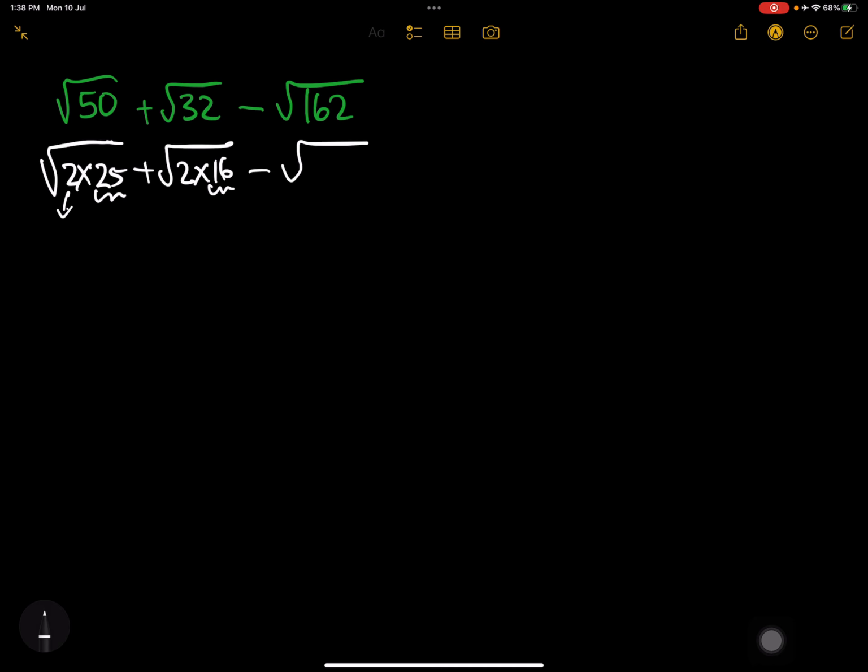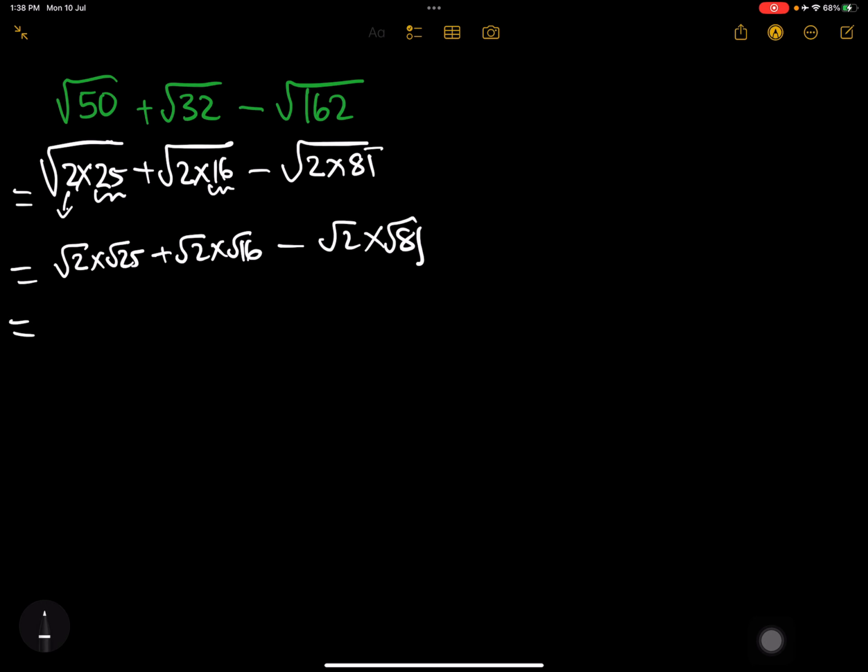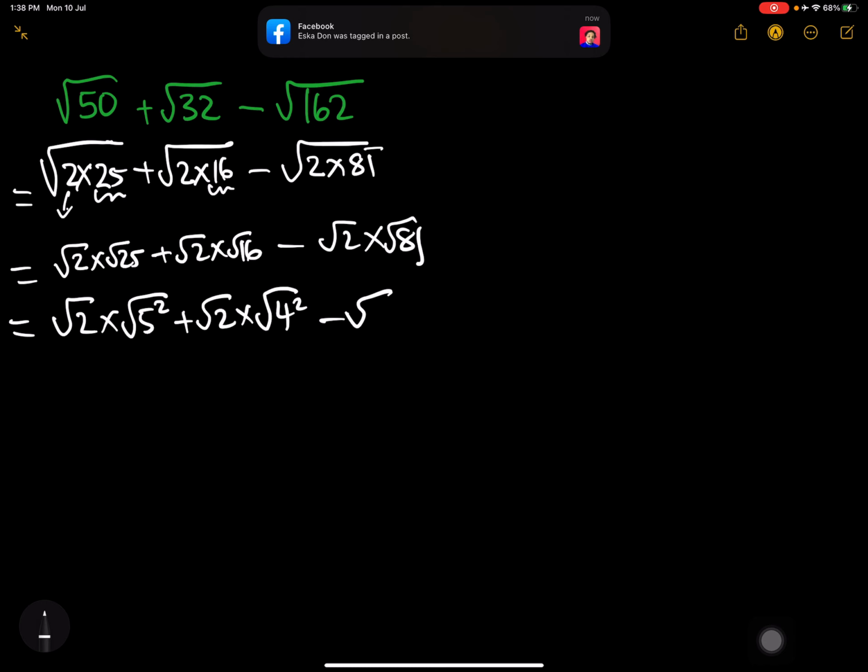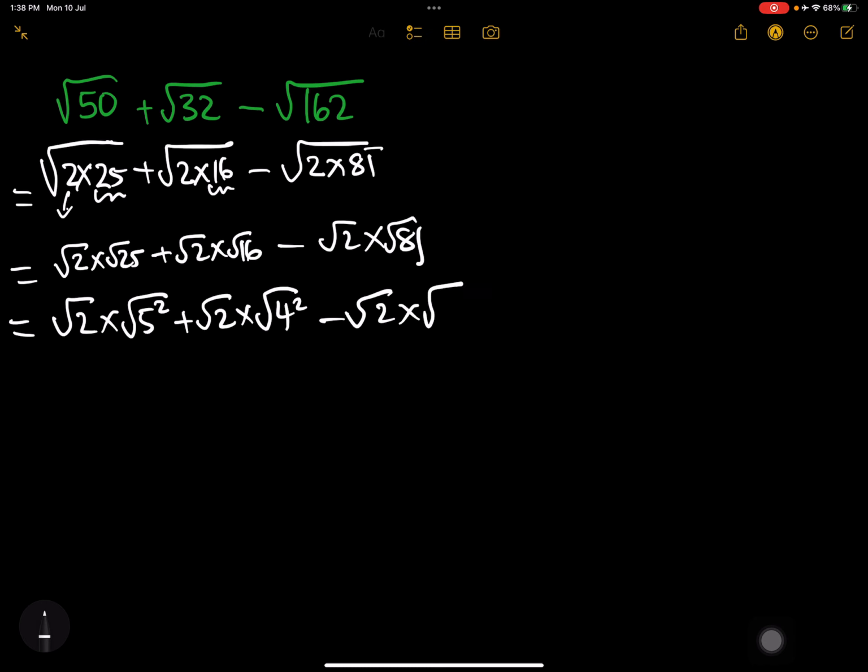Same way, this could be what? 2 times 81. Now, what are we going to get? We're going to get square root of 2 times square root of 25 plus square root of 2 times square root of 16 minus square root of 2 times square root of 81. We continue and have square root of 2 times square root of 5 squared. Can you see that? Plus square root of 2 times square root of 4 squared minus square root of 2 times square root of 9 squared.